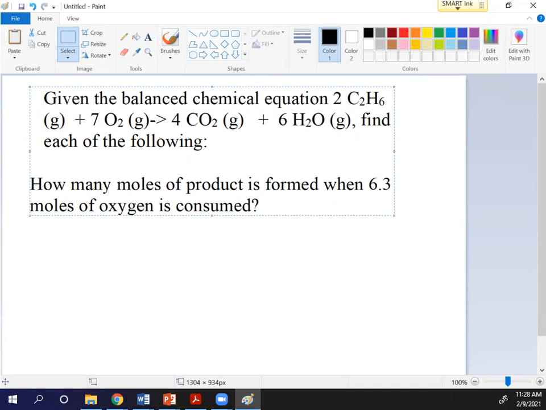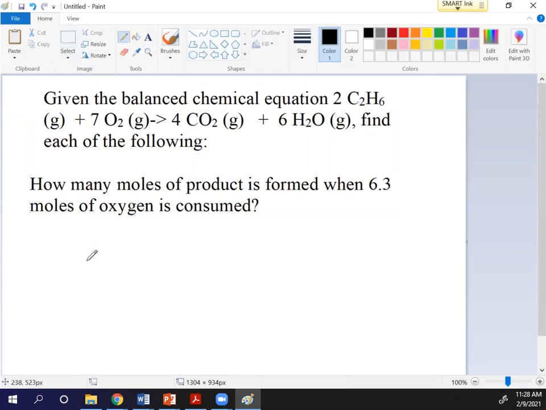Water? Is that the only product? No. And carbon dioxide. So I have to do two problems, don't I? Because I need to know how many moles of water are formed and how many moles of carbon dioxide are formed. Because those are both my products. So you do the same thing, but with one with water and one with carbon dioxide.